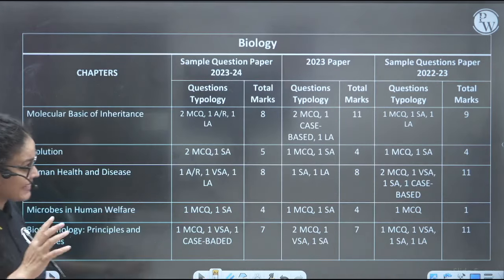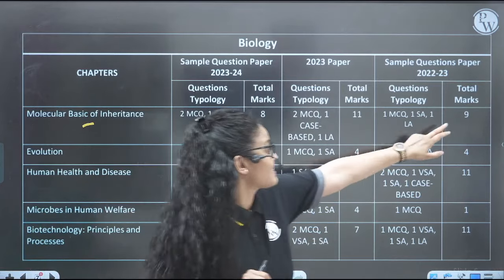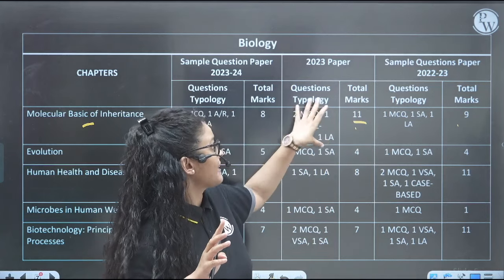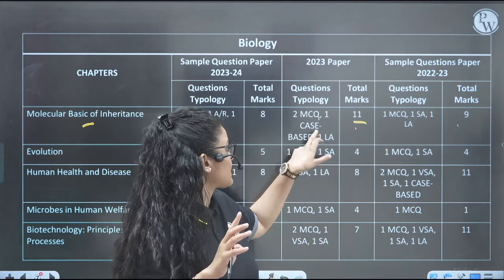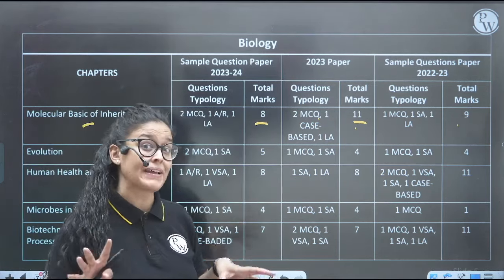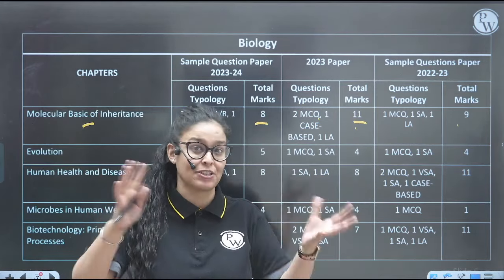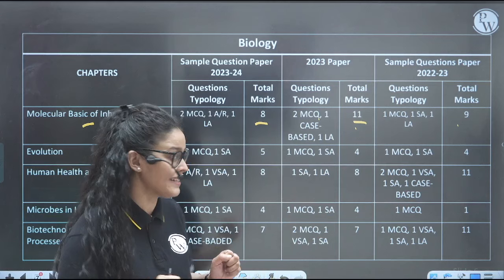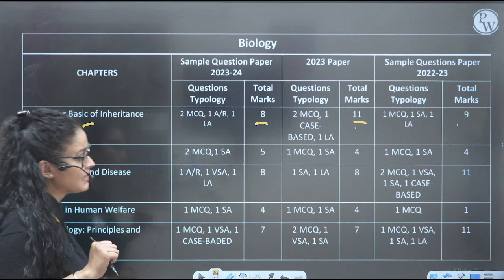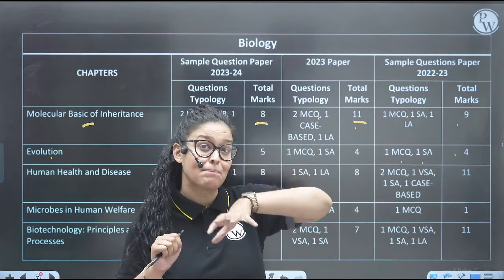Now the next chapter analysis is molecular basis of inheritance. They asked 9 questions, again plus 2 minus 3 or so. They asked 11 questions in the actual exam: 2 MCQ, 1 case based study, 1 long answer. And this year they asked 8 questions. Now you can expect at least 9 to 10 questions in the actual exam, or perhaps 11, plus 3 minus 3. Take plus 3 minus 3, plus 2 minus 2. Just see this type of question in the sample papers. If we see evolution, they asked 4 questions, 1 MCQ, 1 short answer in their sample papers of 2023.